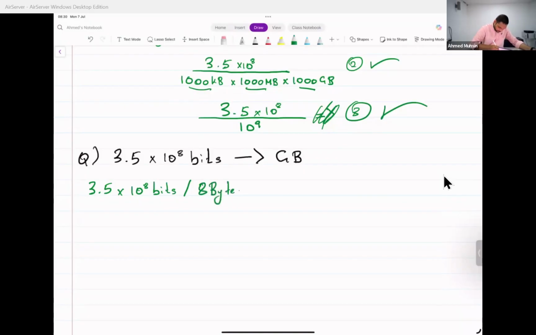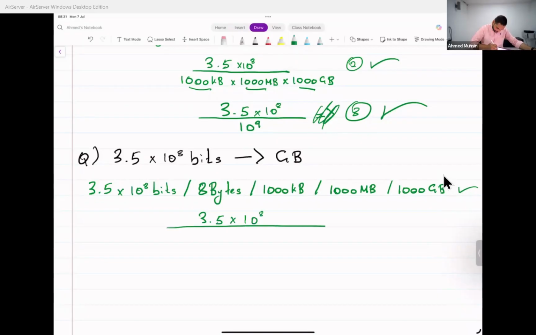Okay. Then from bytes, where do we go? 1000 kilobytes. Then 1000 megabytes. Then gigabytes. Keep your answer like this, also fine. Or 3.5 times 10 to the power of 8 divided by, or over, 8 times 10 to the power of 3, 6, 9. This is also fine. You choose your method.